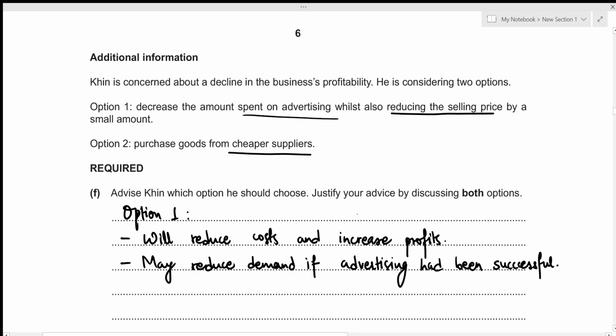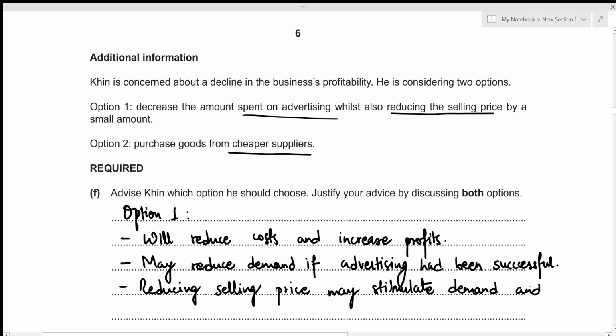Okay, then we are also told that we are reducing the selling price. So if there is a reduction in selling price, then maybe that could increase the demand, because compared to our competitors, maybe our customers will find our products cheaper and would rather buy from our store rather than the competitor's store, right? And that could definitely increase the revenue as well as the profit. Let's write it down. Reducing selling price may stimulate demand and therefore increase turnover and profits.